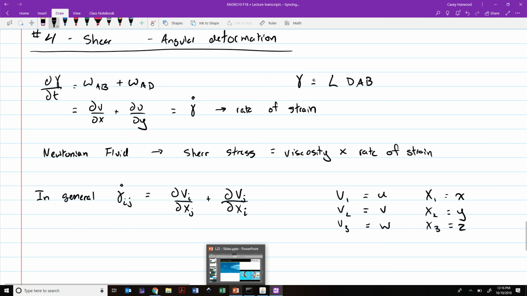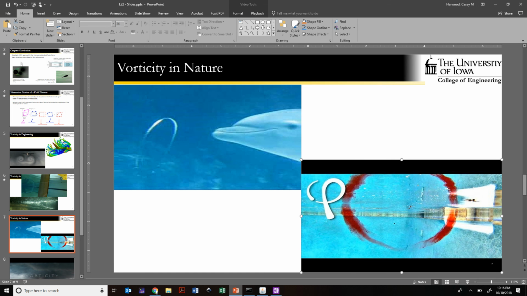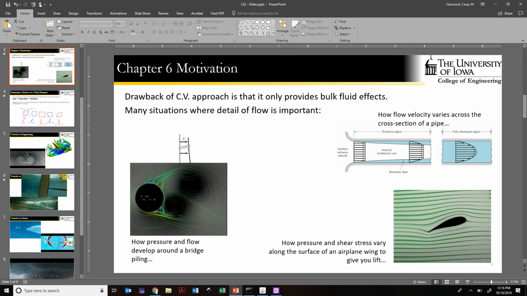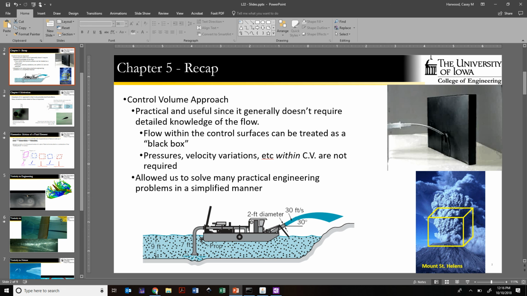I probably should have said this at the very beginning, but the reason we're going through this process is that we spent the last week talking about control volumes, which are really useful because they allow us to take a black box approach to engineering. We can literally draw a box around some engineering system, look at the flow going into it and coming out of it, and come up with some engineering level result of interest. What's the lift on this wing? What's the force on this dredger? But it doesn't give us details of what's going on inside of the box.